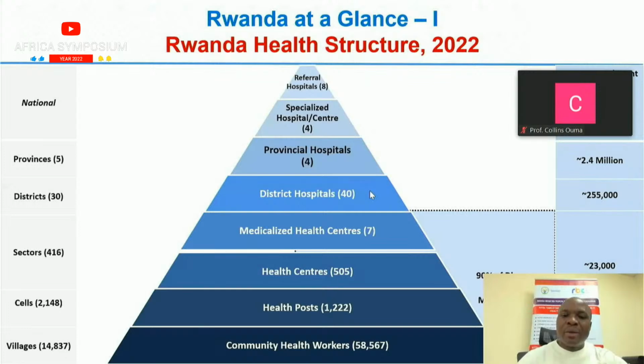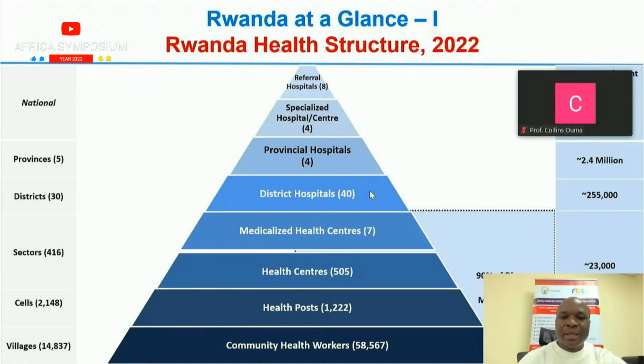Below the district we have those medicalized health centers. Those are new. They are well equipped to support hospitals. We have medical doctors, and they can perform some tasks so that some patients may not need to go far from the village to the hospital. They can just go to those medicalized health centers.